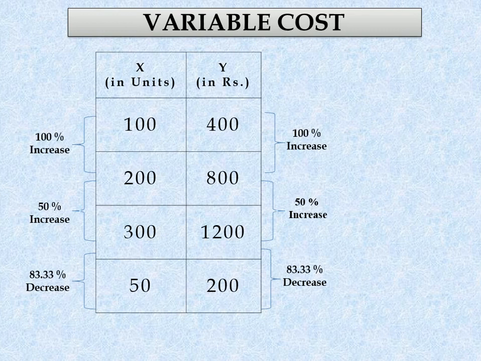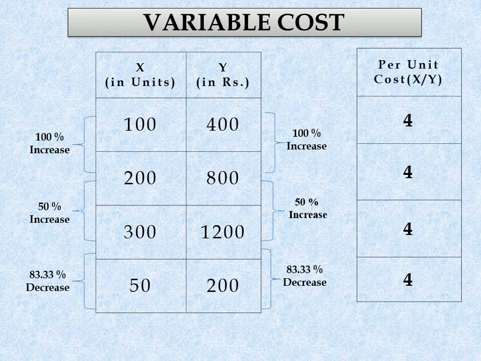So how can we identify whether a cost is a fixed or variable cost? Very simple technique we can apply here. First we need to identify the total cost. So let us consider level 1 here. Total cost is 400 and the units are 100. So if we divide this, the per unit cost comes to 4. Similarly, in level 2 also we can see the per unit cost comes to rupees 4 only. In level 3 also the per unit cost is again 4 only. So this is one of the basic features of variable cost: variable cost always remains fixed per unit.